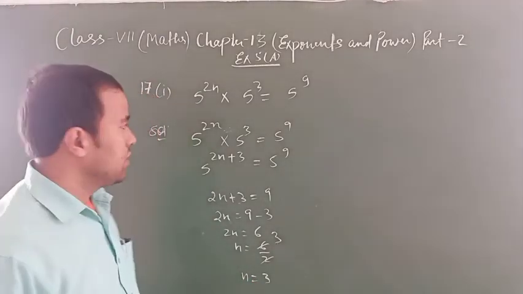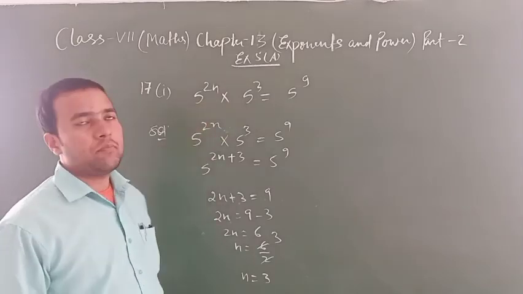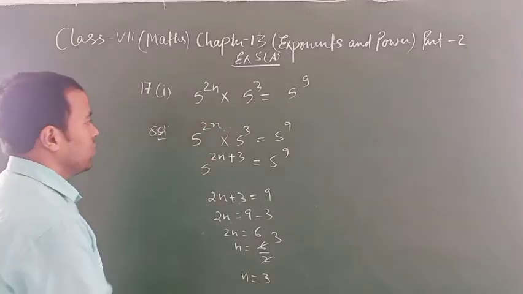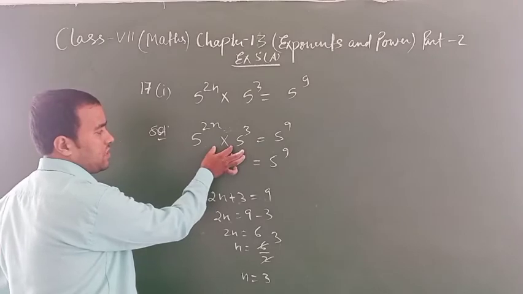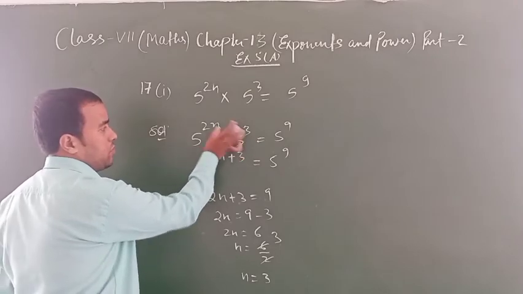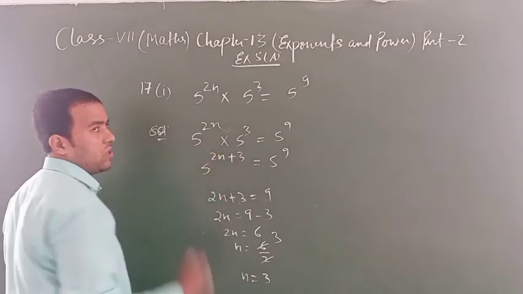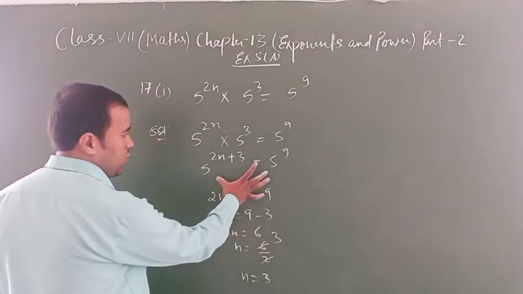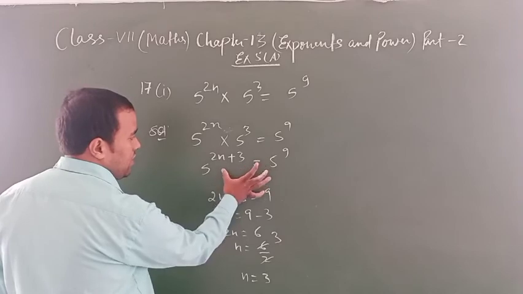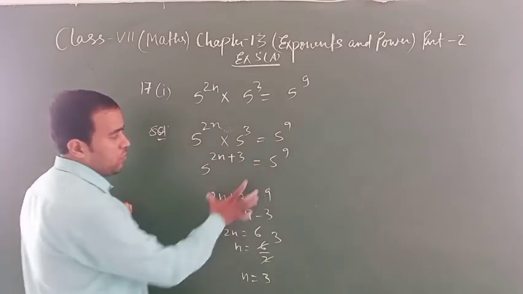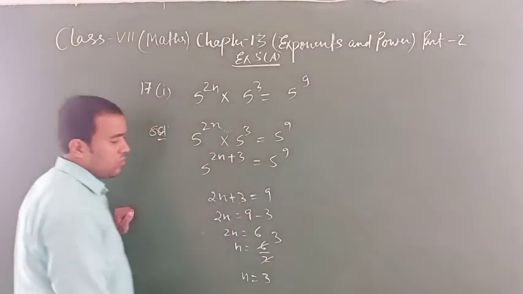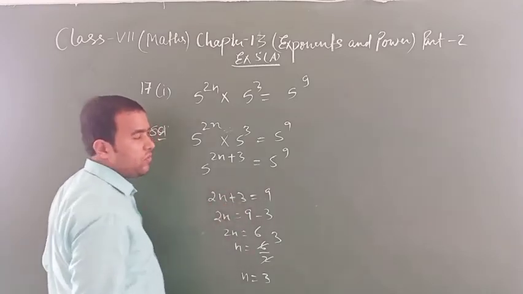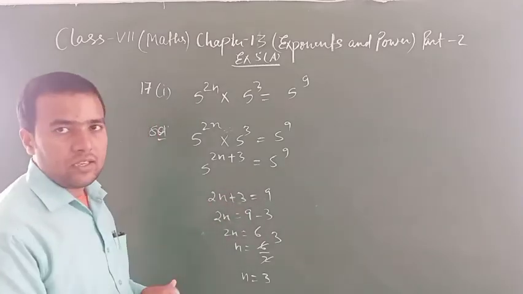Clear? 5 power 2n into 5 power 3 equal to 5 power 9. If a multiply sign is there and the base is equal, we can add the exponents, means 5 power 2n plus 3 equal to 5 power 9. Here an equal sign is there, that's why the base is equal and the exponent is also equal: 2n plus 3 equal to 9. We can compare. Clear?